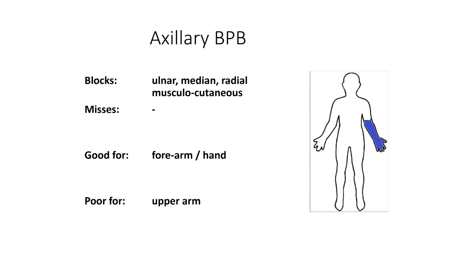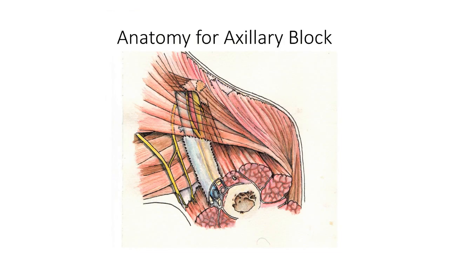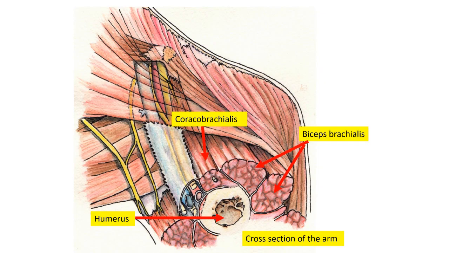So as I said, you block the terminal branches with the axillary approach. Now in this you can see the cross section of the arm. You can see the coracobrachialis muscle, the biceps brachii muscle, and the cross section of the humerus. You can also see the so-called axillary sheath, and the neurovascular bundle comprising the axillary artery and the vein.